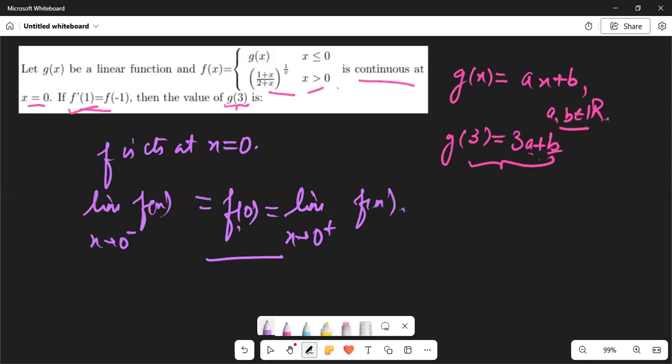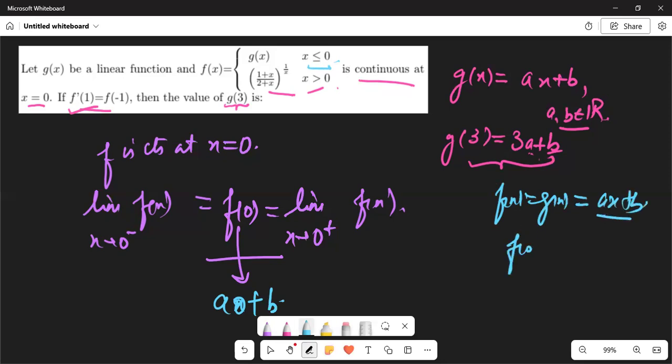Now, this is a into 0 plus b, because for the values of x which are less than or equal to 0, we have that f(x) equals g(x). So in that case, f(x) equals g(x), and our g(x) function is given by ax plus b. So f(0) equals a into 0 plus b, which is nothing but b.